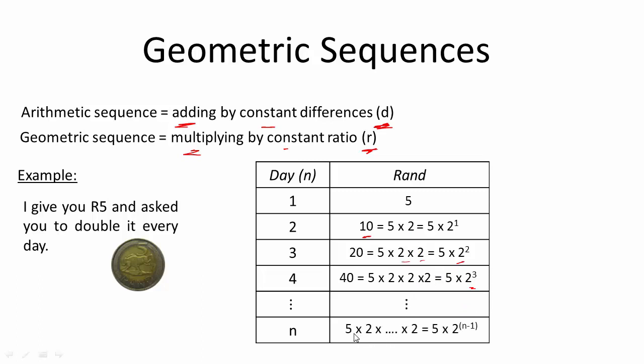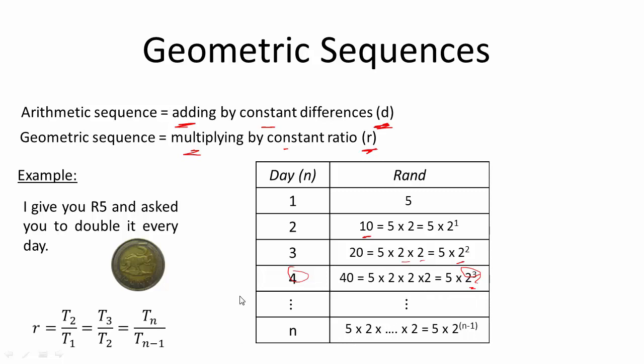Let's have a look at n. 5 times 2 times 2 times 2 times 2, all the way, and that is equal to 5 times 2 to the power of n minus 1. Why n minus 1? As we can see, for day n, which was 4 over here, we can see that this was 3 over here. And similarly, for 2 over here, we can see 1. So this was always 1 less. So this is n over here, and we can see that that is n minus 1. So we have a bit of a general formula emerging.